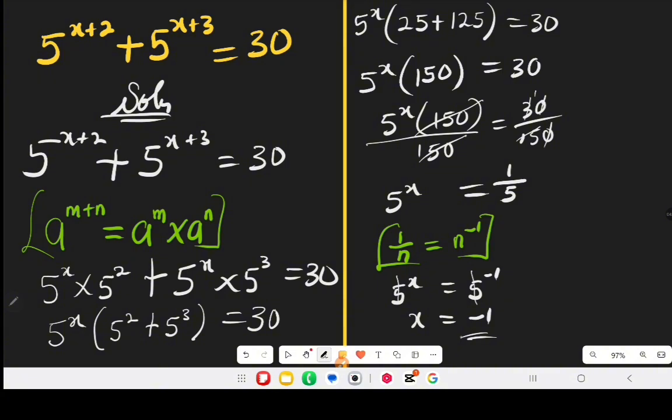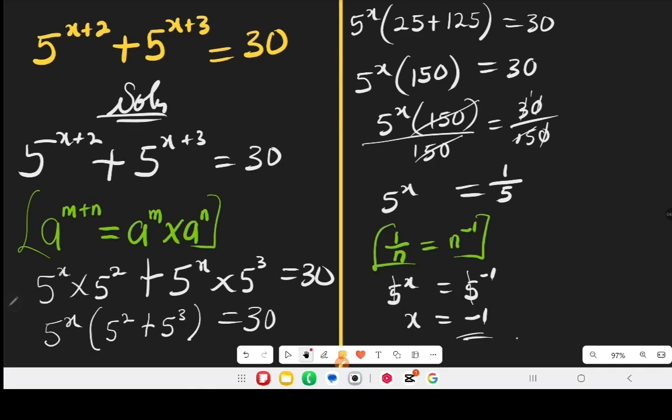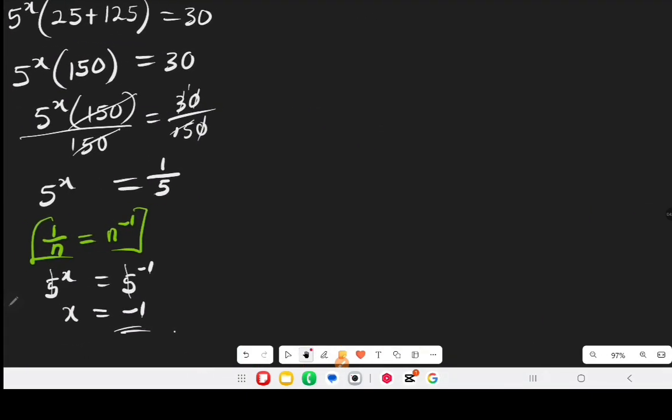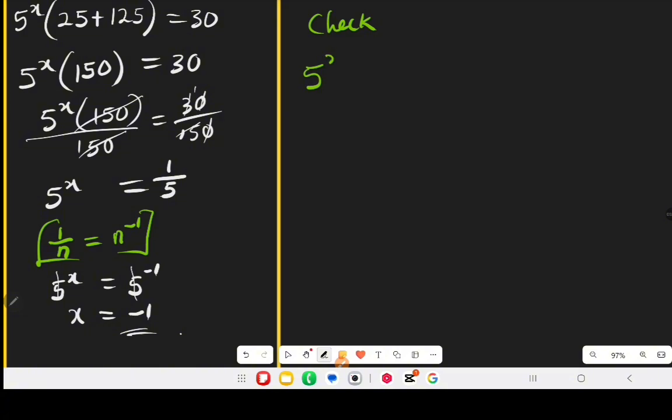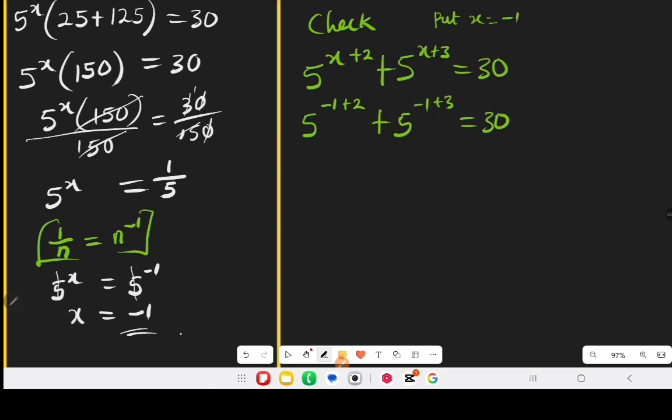What we do, we substitute minus 1 in place of x in the original equation. When we do that, we will have 5 raised to the power of x plus 2 plus 5 raised to the power of x plus 3 equal to 30. Put x equal to minus 1. When we put x equal to minus 1, we have 5 raised to the power of minus 1 plus 2 plus 5 raised to the power of minus 1 plus 3. Will it give us 30?